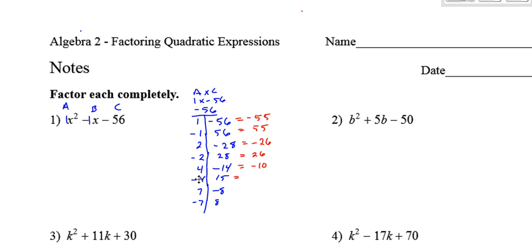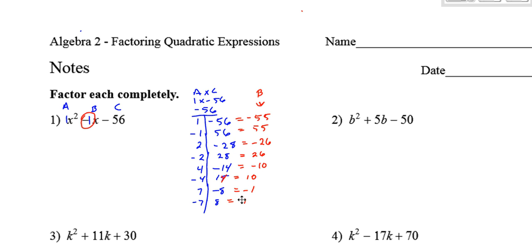And that should have been a 14, I apologize. If you do 14 minus 4, that gives you a positive 10. And then if you do 7 minus 8, that gives you negative 1. And then if you do a negative 7 plus 8, that gives you positive 1. What we are trying to do is find the combination of numbers that adds to the correct b.